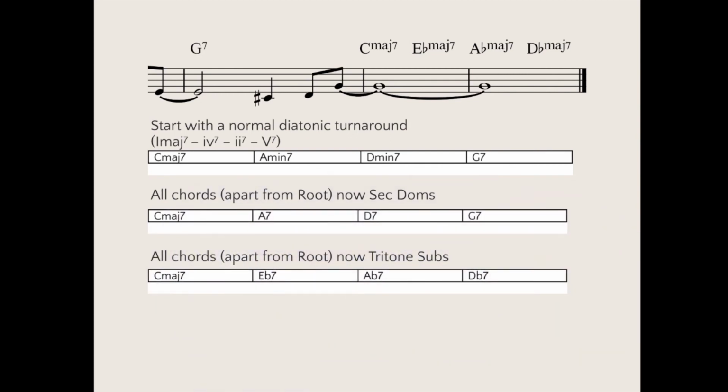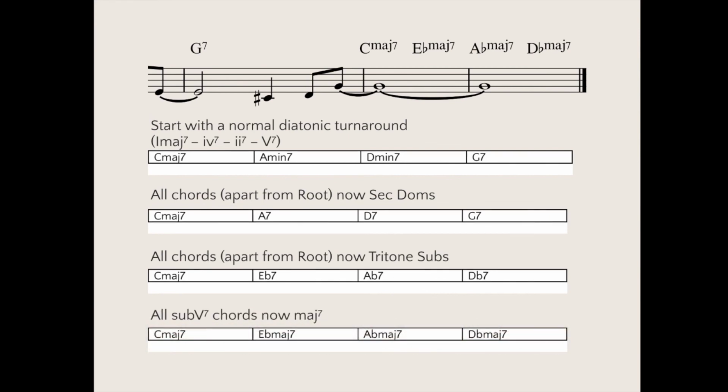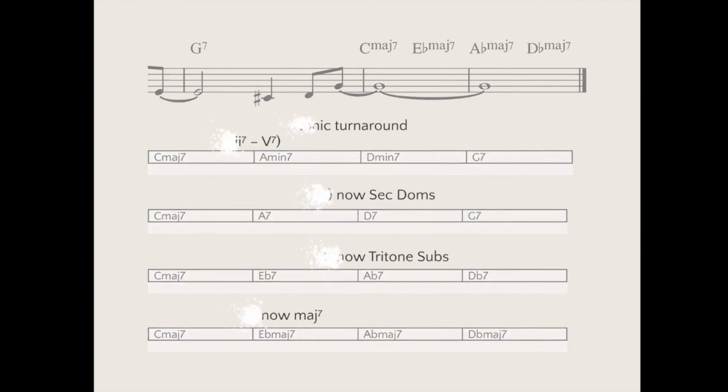And then, finally, Tadd Dameron, in his wisdom, makes all the sub 5/7 chords, so all the dominant 7 chords, into major 7s. That's known as the Dameron turnaround. In the next video, we'll start looking at minor key harmony and modes and chords in minor keys.